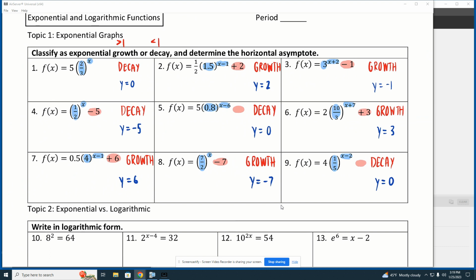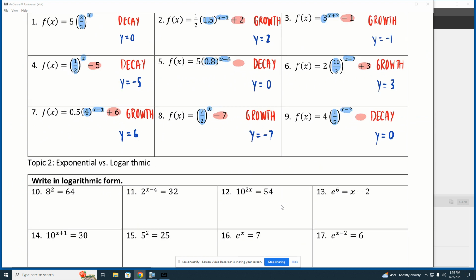So be prepared on the test to be able to look at the equation and determine, without graphing it, of course you could graph it, but you should be able to determine without graphing whether it's showing exponential growth or decay and where the horizontal asymptote goes to. All right? So pretty easy problems.